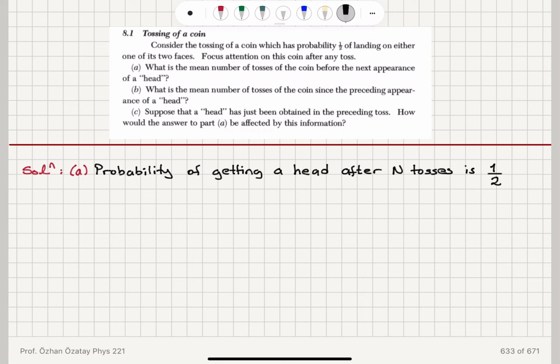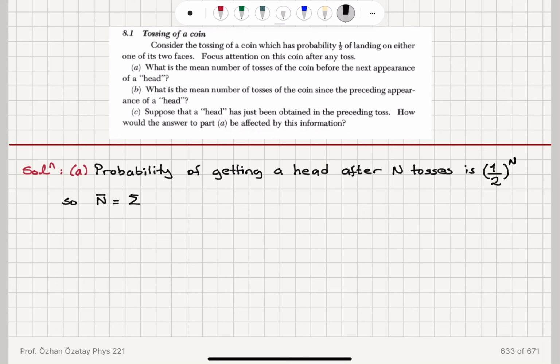So let's say that we get a tail with a probability of 1/2. So we should have gotten tails n times, and then we will get a head. So 1/2 to the power capital N. So what is the mean number of tosses before the next appearance of a head?